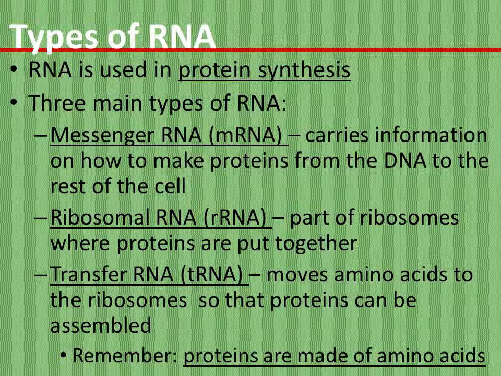And lastly, remember that proteins are made of amino acids. This is why amino acids are so important. Proteins are just really, really long polypeptide chains. Hopefully you guys remember some of that from chapter 2. Poly means many. Peptides, amino acids, many amino acids all strung together in one large protein molecule.